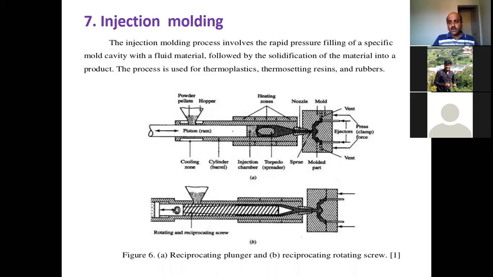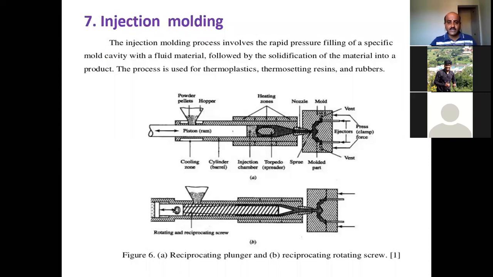So, what does injection molding involve? It is the rapid pressure filling of a specific mold cavity with a fluid material, followed by the solidification of the material into a product. In the sense that you are pressurizing the material to fill the mold cavity by means of a piston or whatever it may be, and then you allow the hot material to solidify into the product. This type of process is used for thermoplastics, thermosettings, resins, and others.